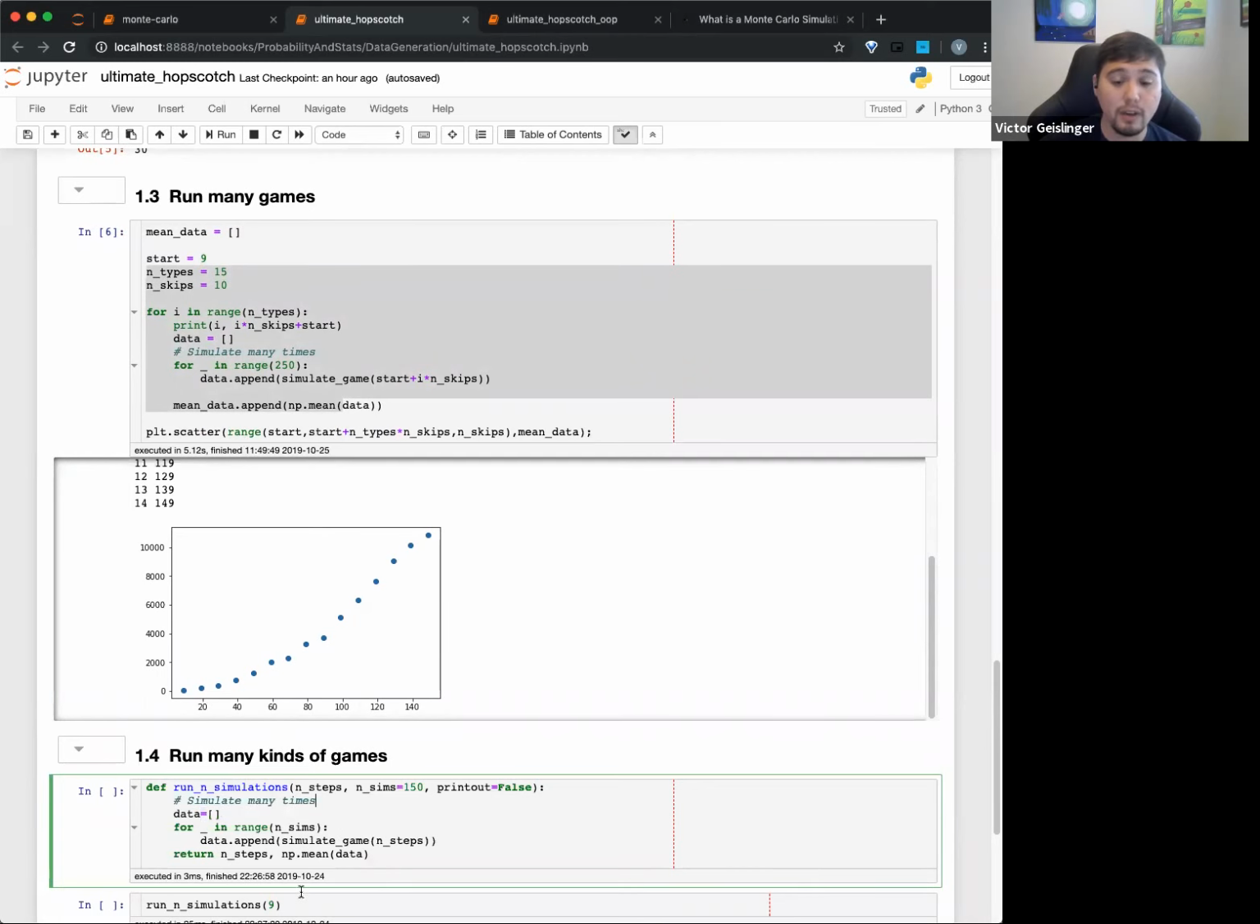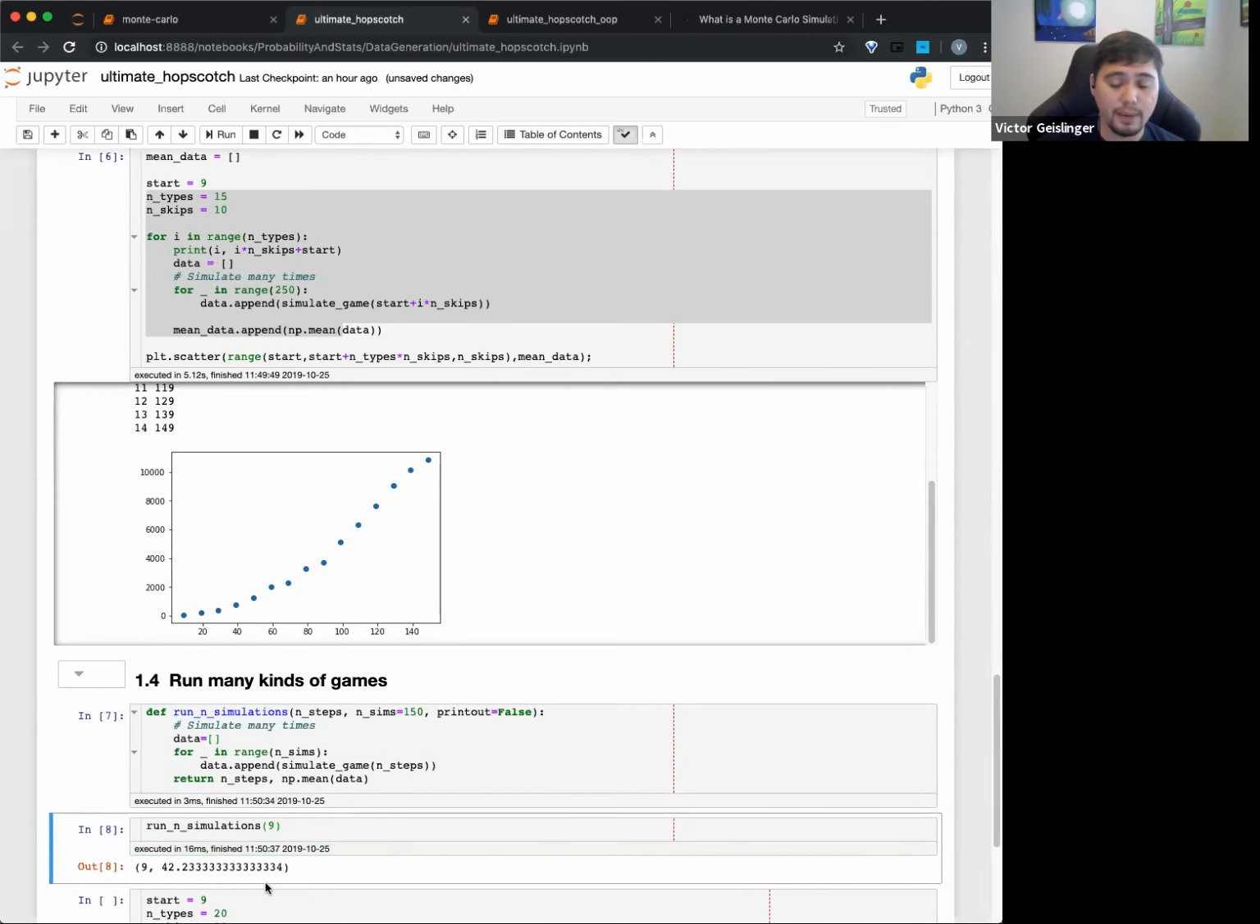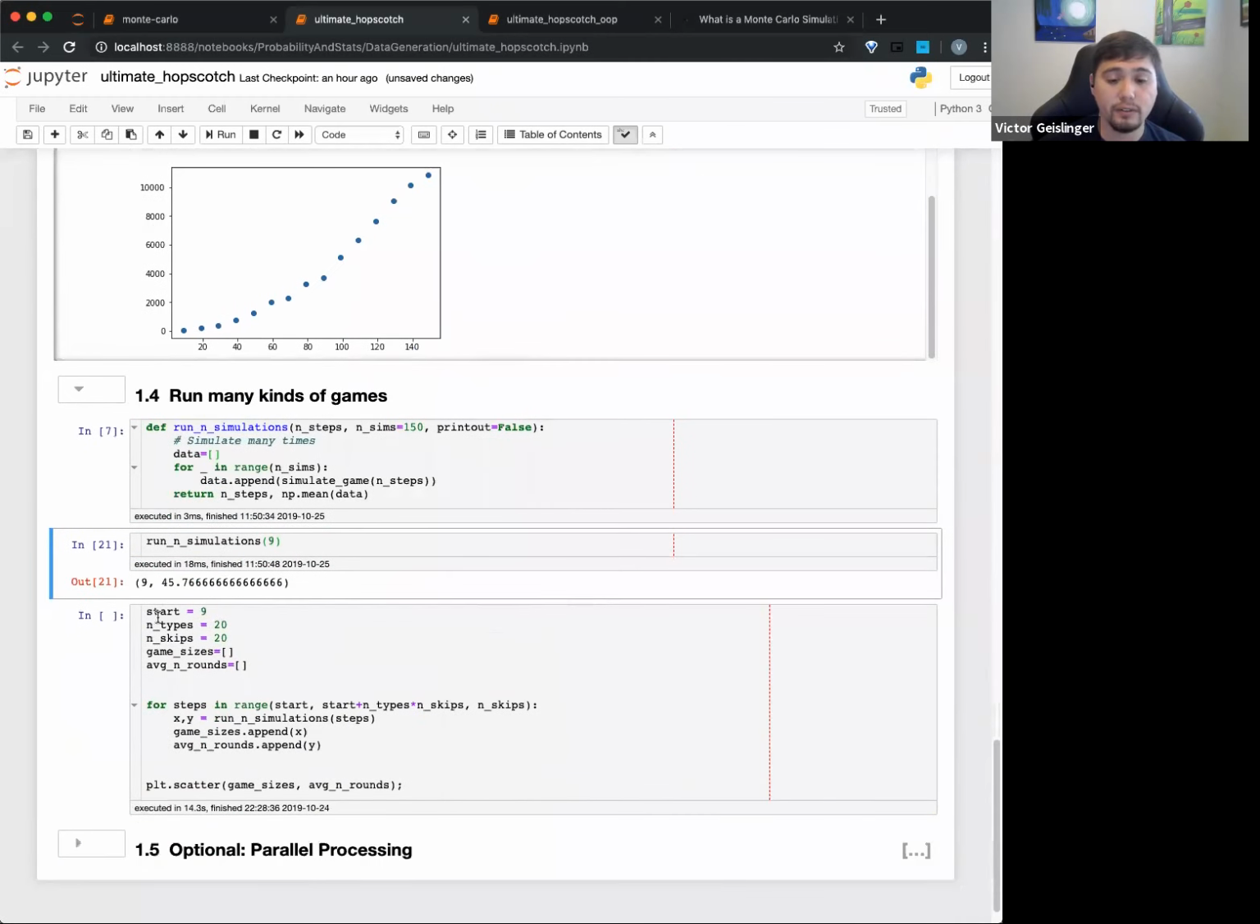But you can see, okay, let's build a function. And now we can run 9 simulations, for example. For 9 simulations, on average after 150, it looks like it's about 42. If I run this a little bit, it's going to be a little bit different, but it hovers around 40-ish, right? And so we can do this over for many, many parts.